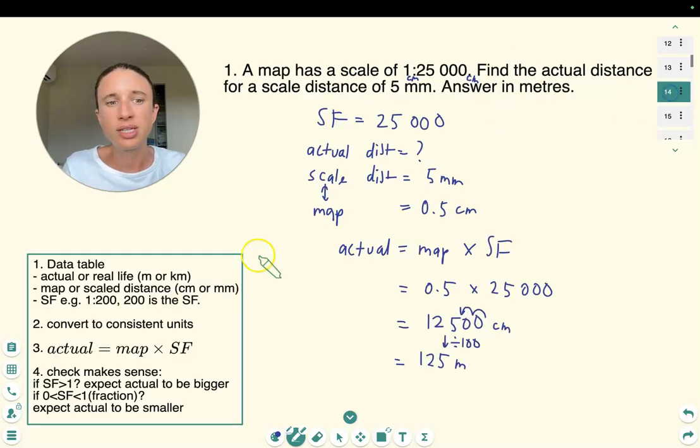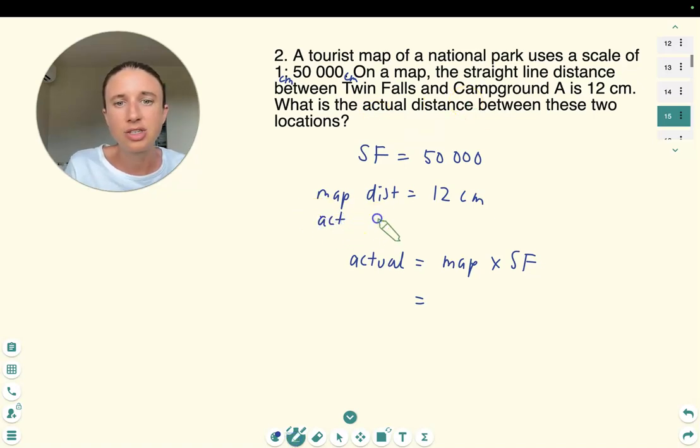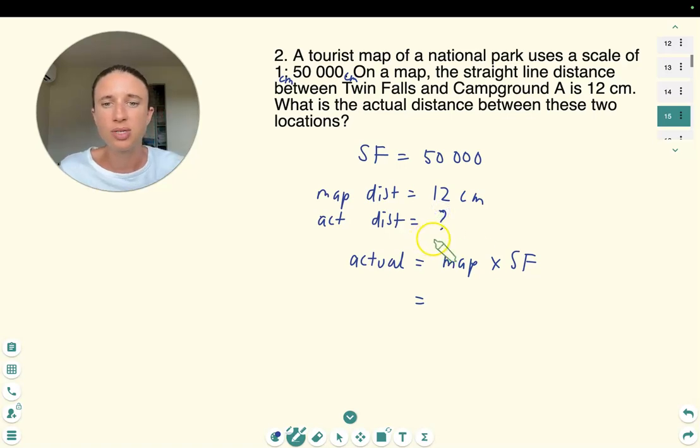What is the actual distance between these two towns? Now I've got this formula in my head. Actual equals map times the scale factor. So, and actually, what is our unknown? It said what is the actual distance in that last sentence. So it helps to put that in your data table. Even if you don't know it, put a question mark next to it, and then that's what we're finding in our formula. Map is 12 times scale factor.